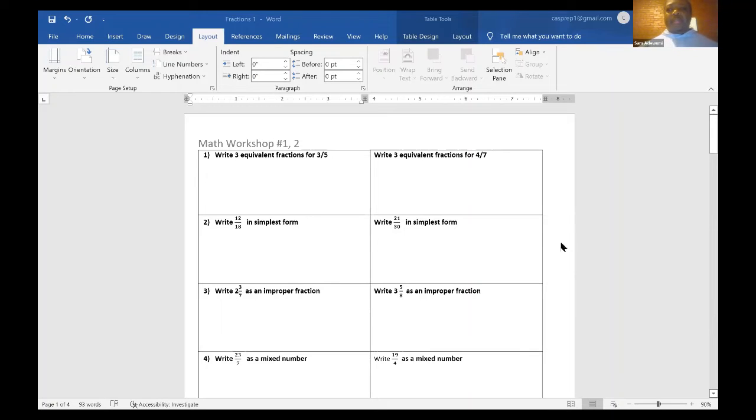Last week we talked about equivalent fractions. So we're going to focus on the right-hand side for right now. If someone can give me an equivalent fraction for 4/7. Go ahead, Madison. An equivalent fraction for 4/7 is 8/14.